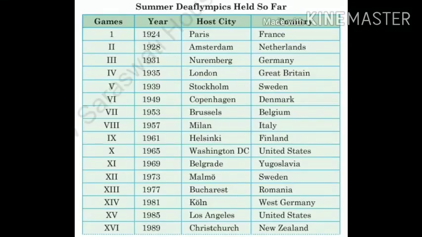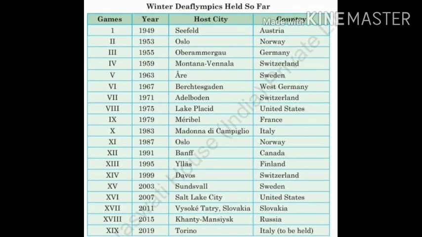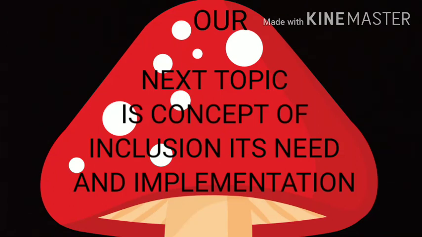Students, kindly read the table shown in the video properly. With this, the topic Deaflympics is completed. Our next topic is the concept of inclusion, its need and implementation.